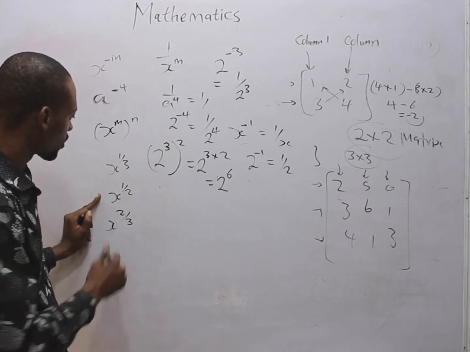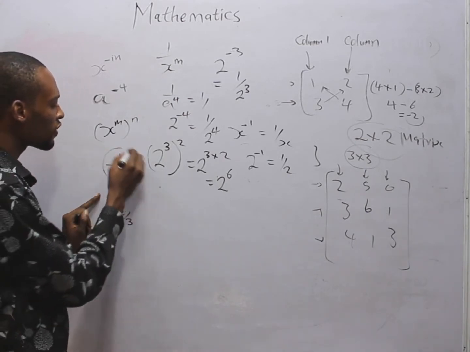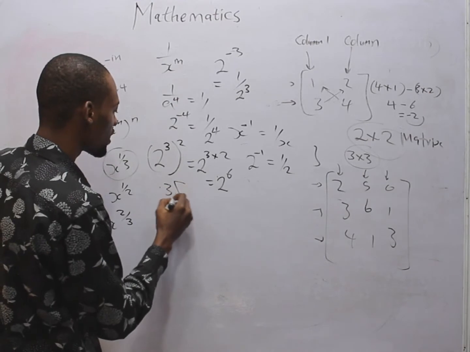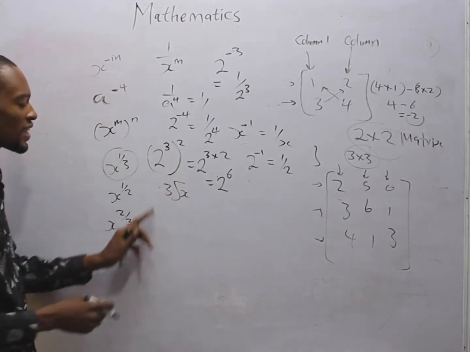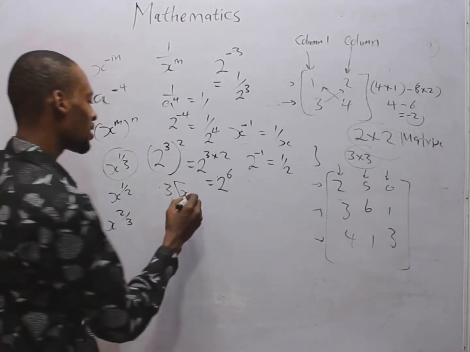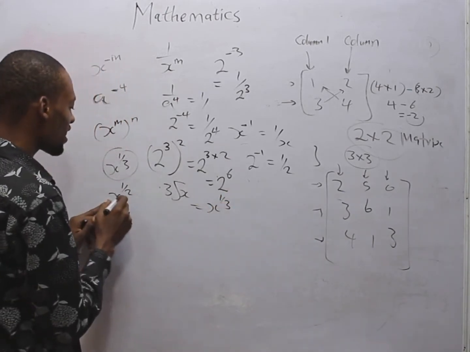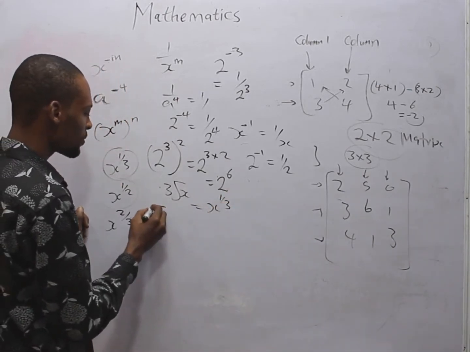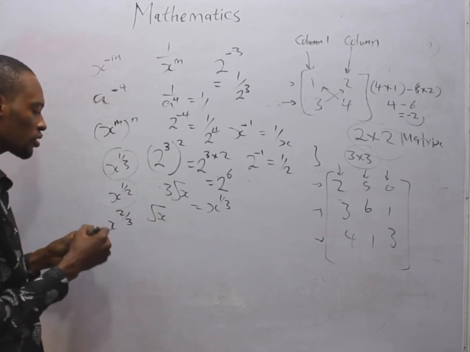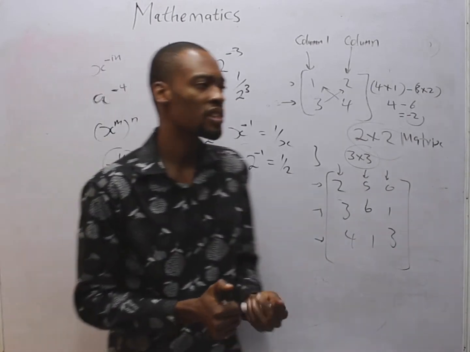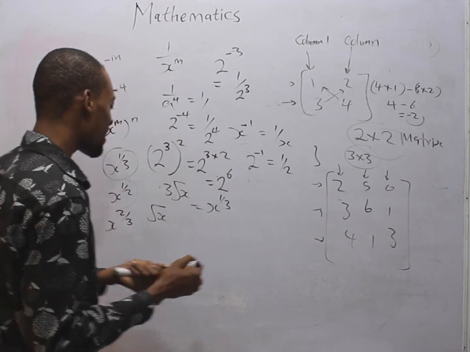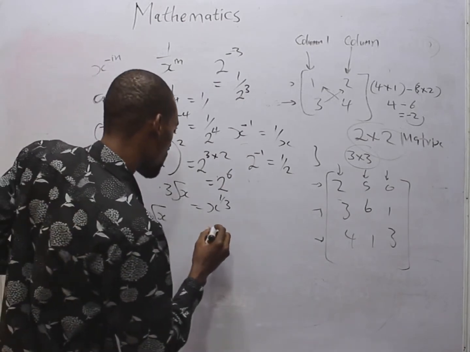And this one, do you know that s raised to the power of 1 over 3 is the same thing as the cube root of s? So if I say cube root of s, it's the same thing as s raised to the power of 1 over 3. If I say s raised to the power of 1 over 2, it's the same thing as the square root of s.